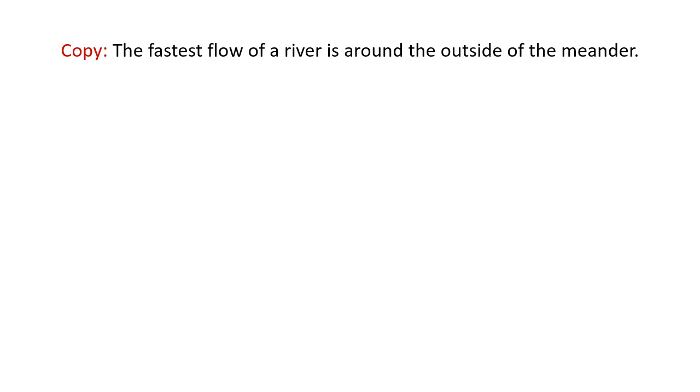So, a sentence to write. We're going to start explaining this. We've seen what a meander is. We've briefly thought about where they are and some of the processes going on. Well, now let's get some more detail in. So, copy this sentence for me. The fastest flow of a river is around the outside of the meander.